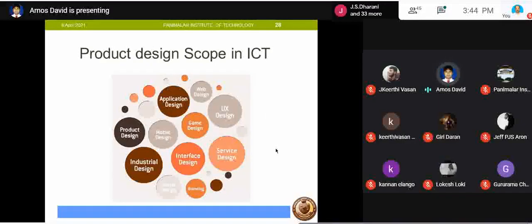So this is basically what product design is. Now, what is the scope? Just look at these words: product design, industrial design, defense design, service design, game design. So many scopes are there when it comes to product designing. Web designing, application designing. If you're good at web designing, is anybody into web designing? No one? Okay, it is so simple actually.